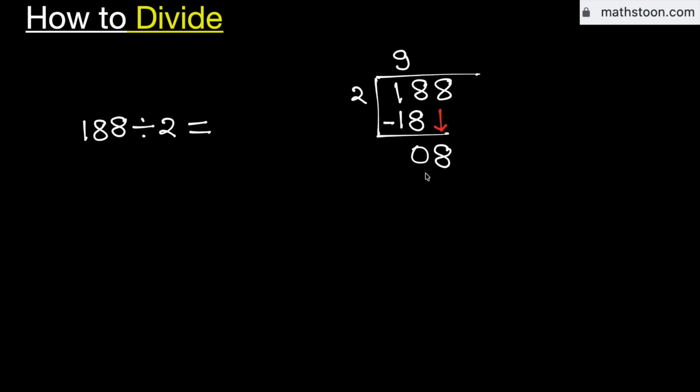Look, this is the number 8. So remove this 0. And we know that 2 times 4 is equal to 8. Subtract, we get 0. As we get the number 0 and we have no number to bring down here, so we will stop. Therefore, 188 divided by 2 is equal to 94. And this is our final answer.